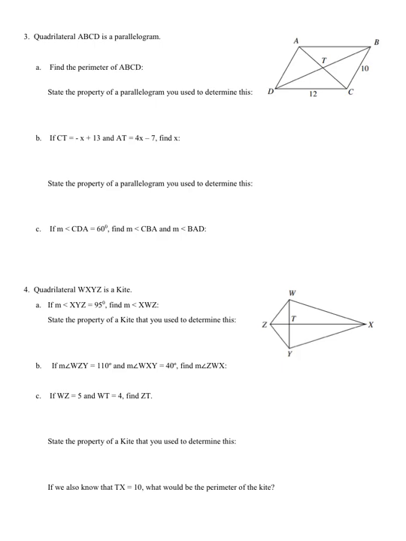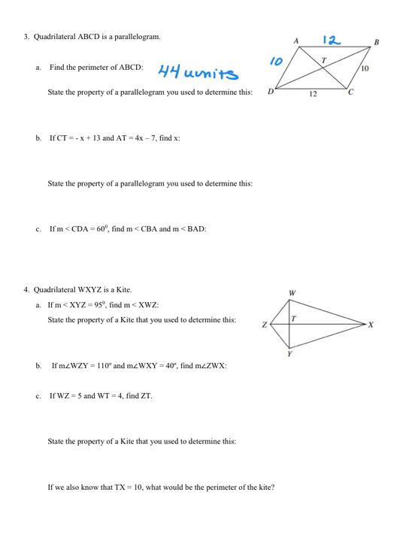In problem number 3, we're asked to find the perimeter of parallelogram ABCD. Since this figure is a parallelogram, we know that opposite sides must be congruent. So segment AB must equal 12 units and segment AD must have a length of 10 units. Since we know all 4 sides, all we have to do is add them together and we will find that the perimeter is 44 units.